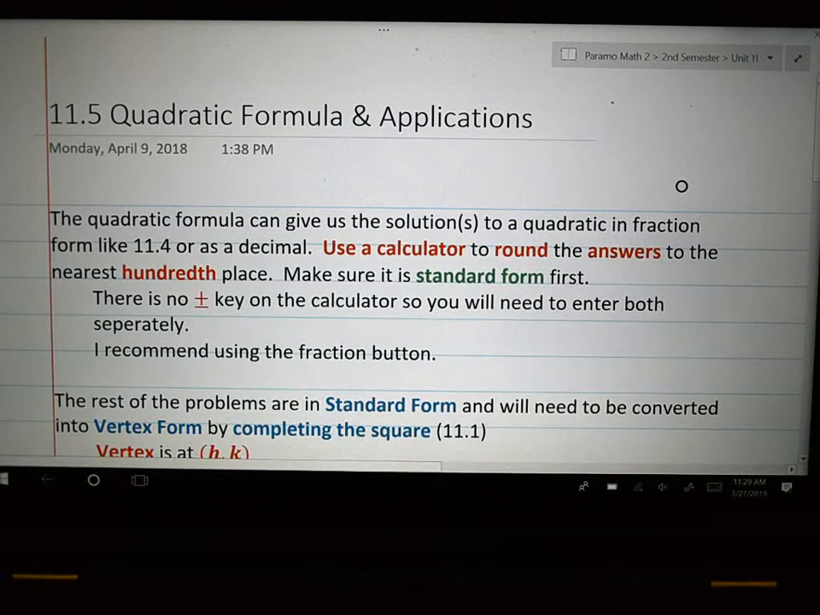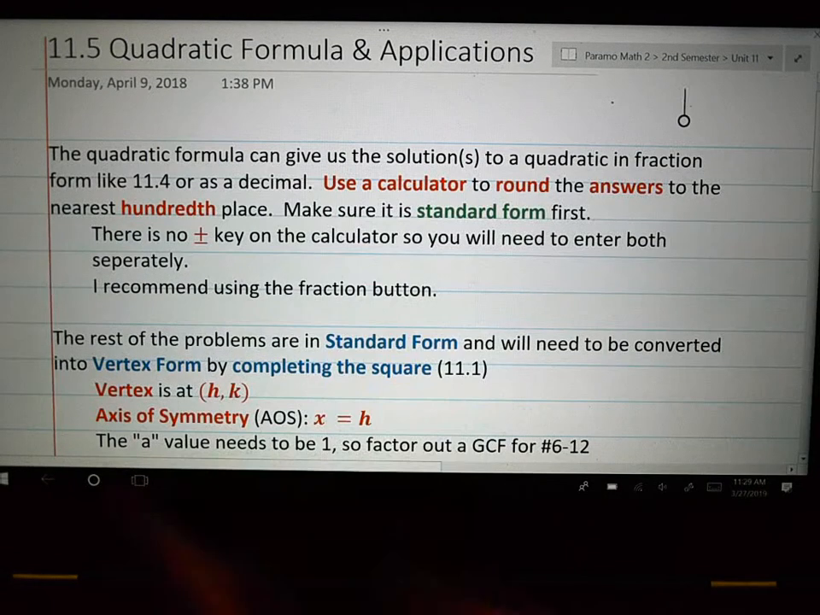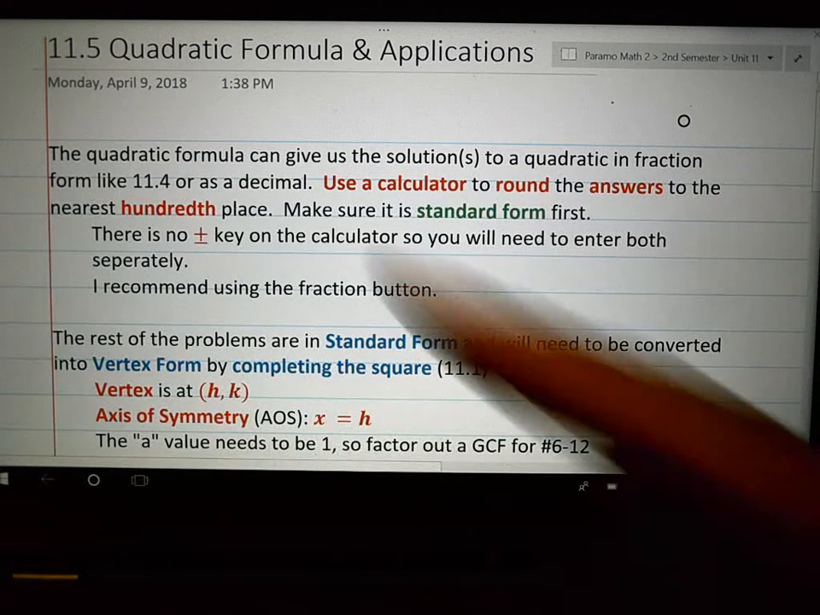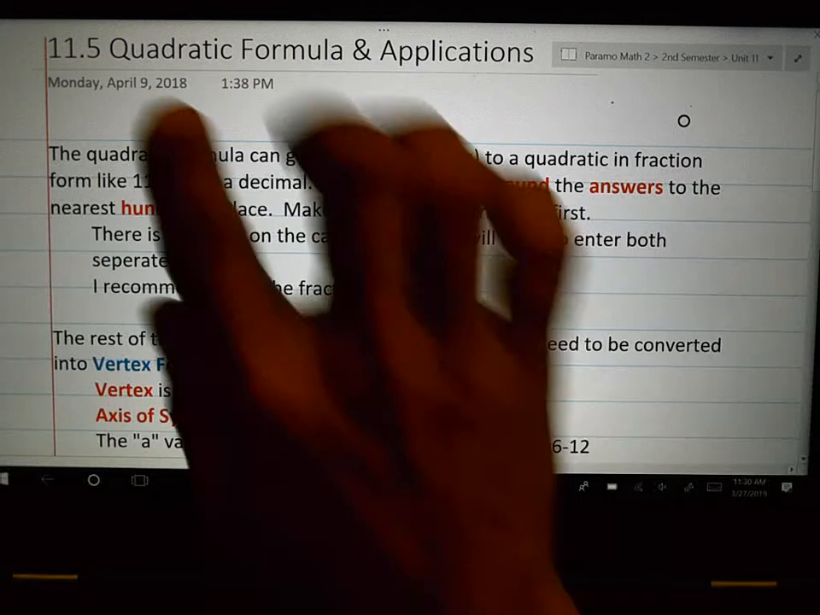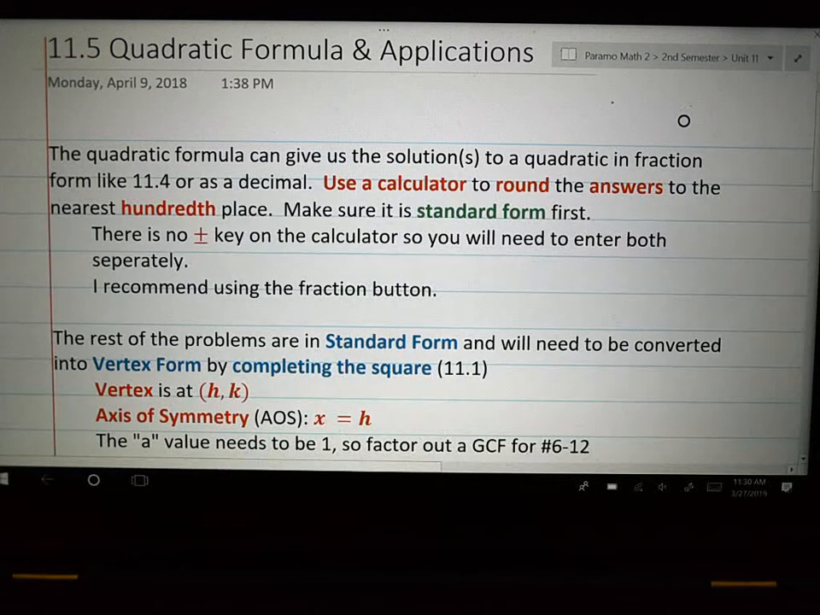In 11.5, it's going to be more quadratic formula for the first 4 problems. The only difference on those first 4 problems with the quadratic formula is they're going to expect you to round to the nearest tenths place.